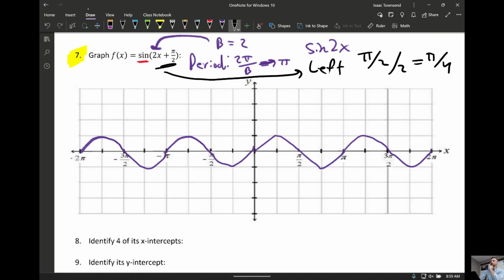And if you struggle with seeing why this is pi over 4, you're welcome to just do pi over 2 divided by 2 and then change it to multiplying by reciprocals. So left pi over 4, think about how much of a shift pi over 4 would be. That would be 1 tick mark. If 2 tick marks is pi over 2 and pi over 4 is half of that. So this point needs to move left 1 tick mark. All of the points left 1 tick mark.